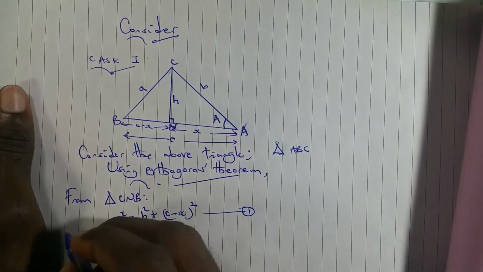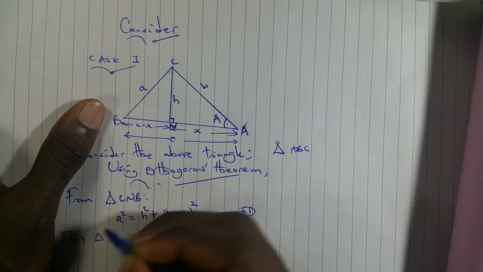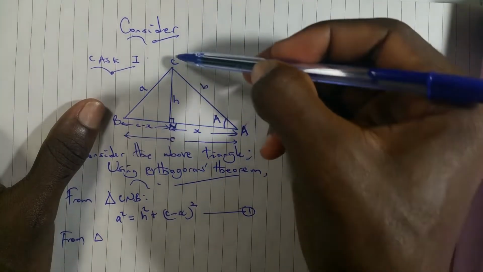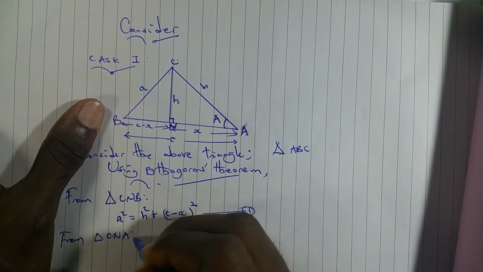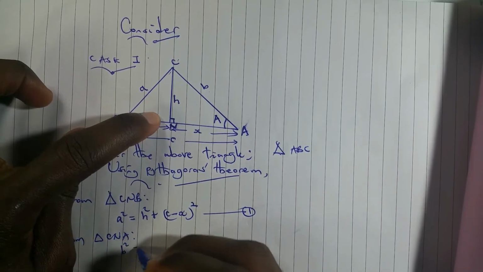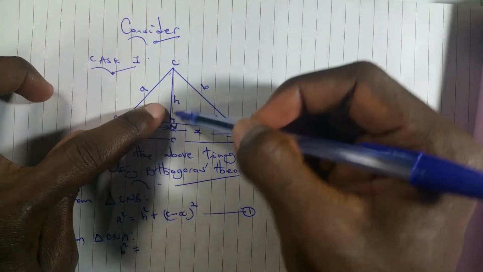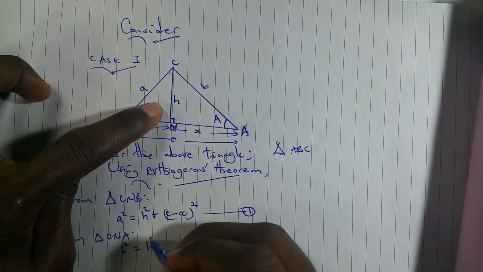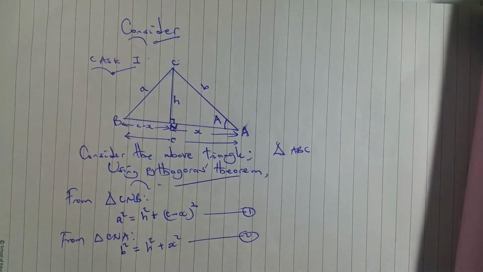And now from triangle CNA, our b squared is going to be given by h squared plus x squared. Let's name that to be our equation 2.